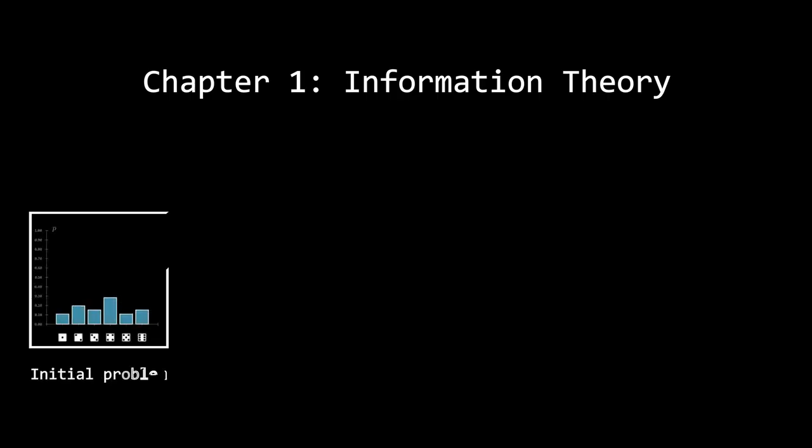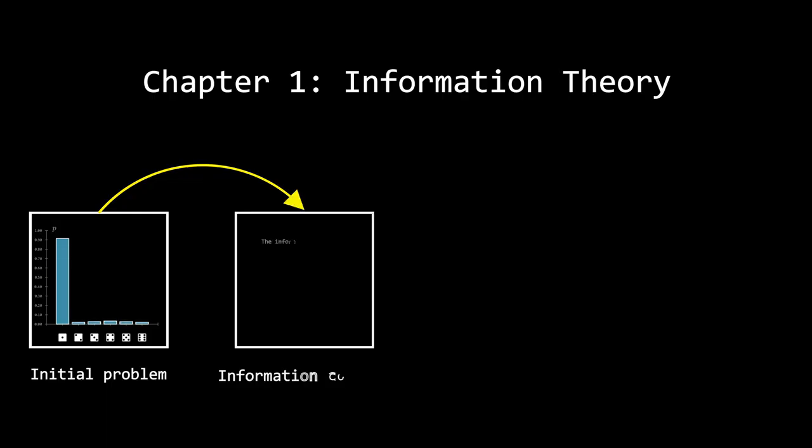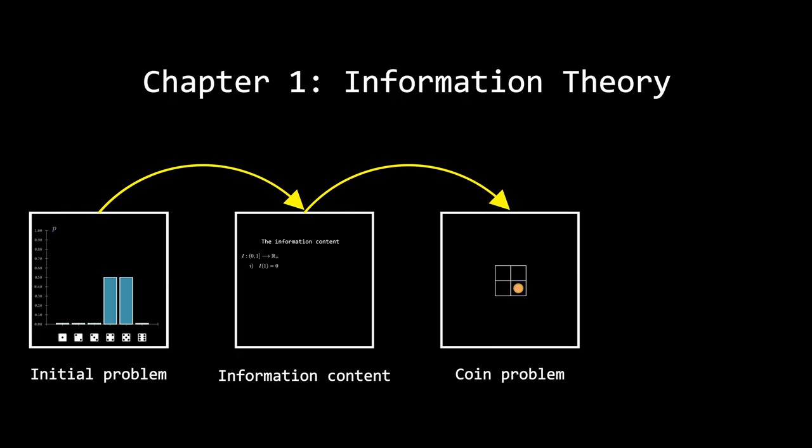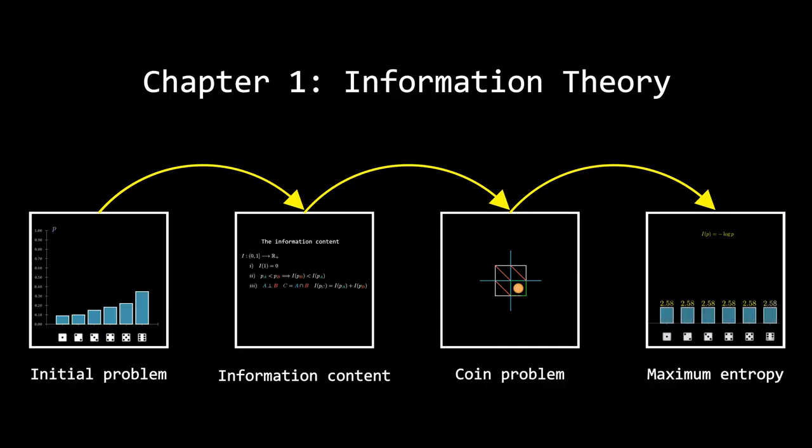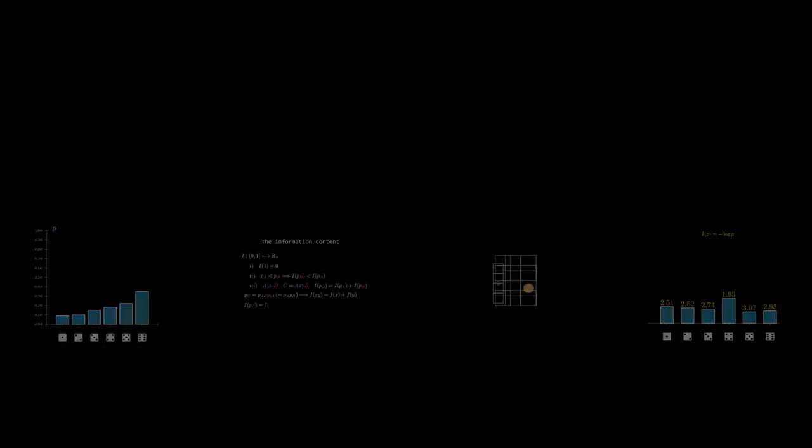The first chapter is going to be about information theory. First, we will define the initial problem we need to solve. Then, we will define what information really means in the information theory framework. After that, we will see a simple coin problem, which will allow us to introduce entropy. And finally, we will talk about the maximum entropy principle, effectively solving the initial problem.